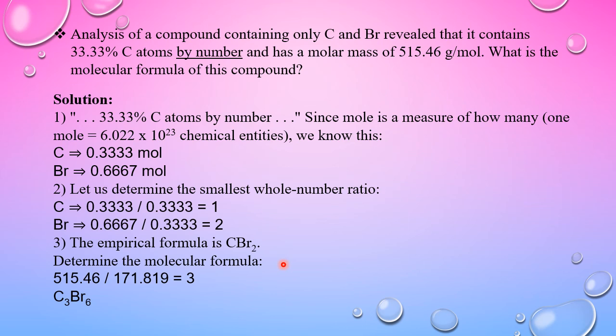Now what will happen? Your molar mass is given, so you need to also calculate the empirical formula mass. When you calculate it for CBr2, we get 171.8. Hence, molar mass divided by empirical formula mass, you will get the integral number 3. Now 3 into the empirical formula will give you the molecular formula, that is C3. Now 2 into 3, 6. So C3Br6.